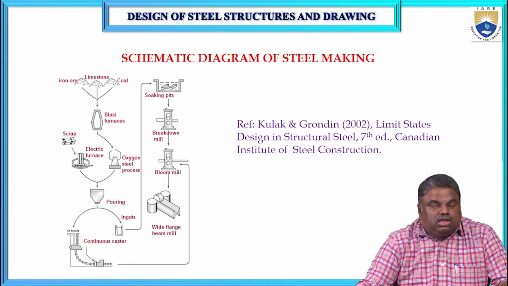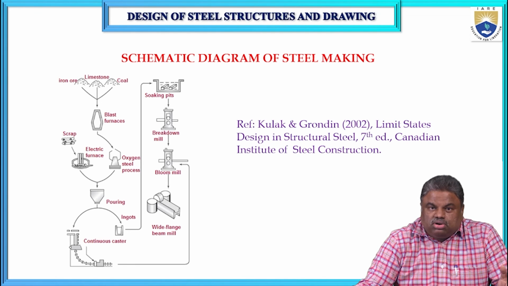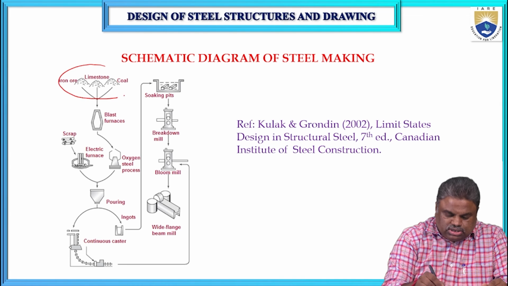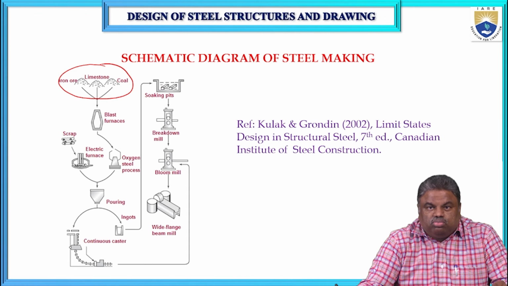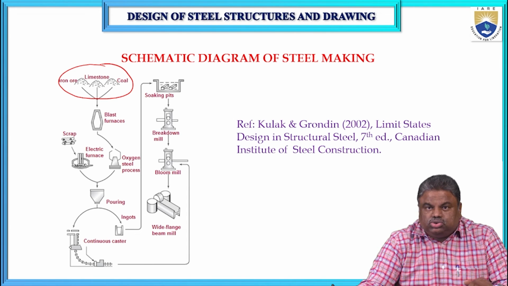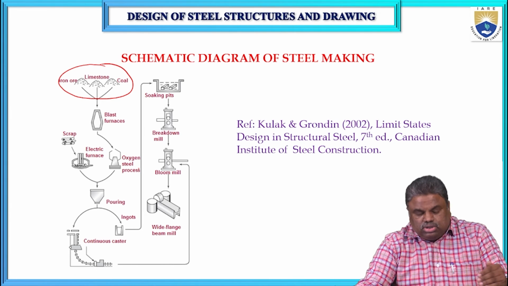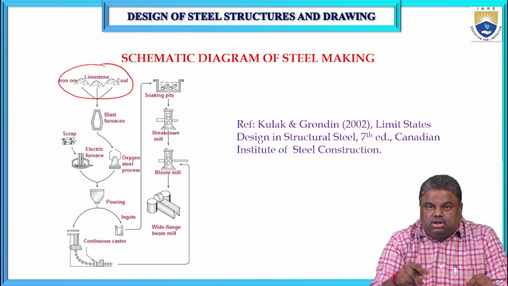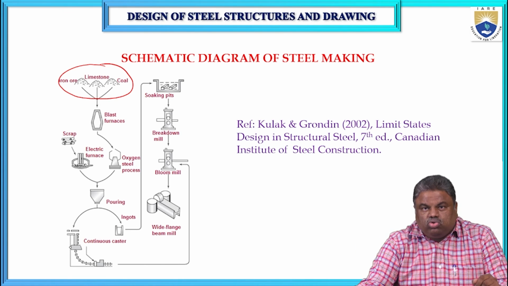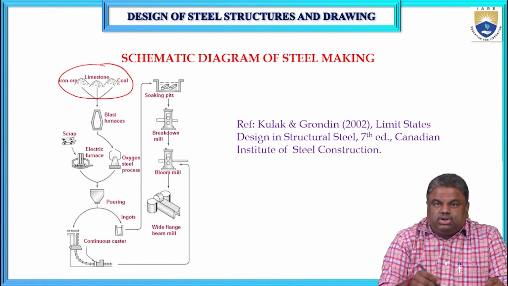This is a schematic diagram of steel making or iron making. First, limestone, iron ore, and coal. All these will go to the blast furnace. Then blast furnace to the basic oxygen steel process, or the scrap will also be included, scrap to electric furnace. Both from the limestone and iron ore and from the scrap, you go to the pouring ladle. From the pouring ladle you get the continuous caster.